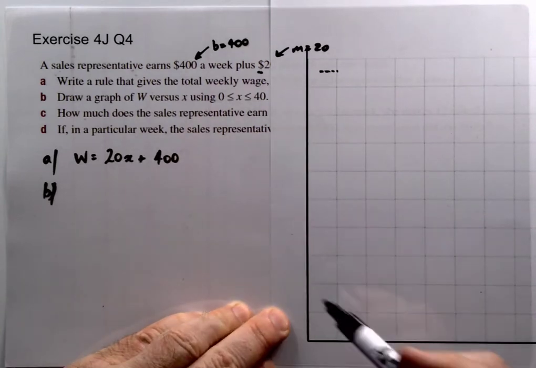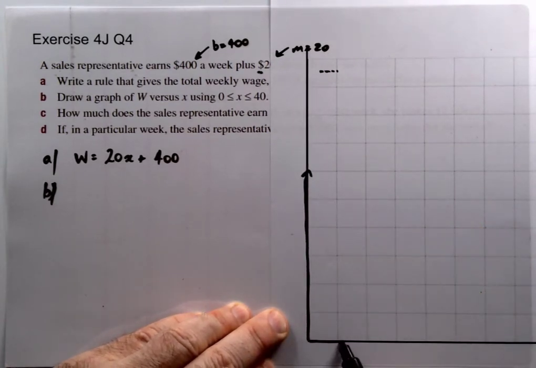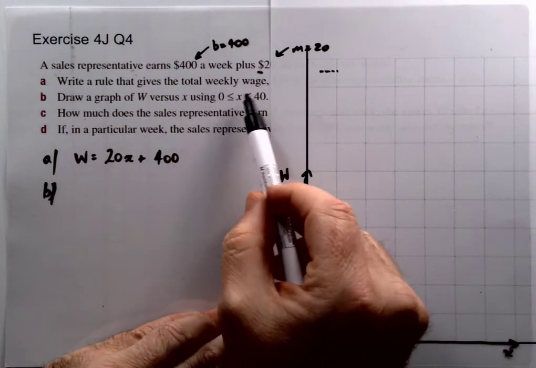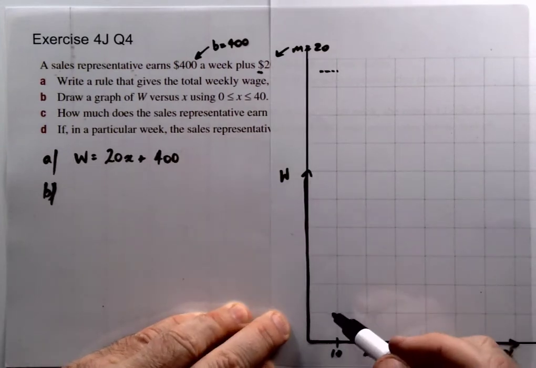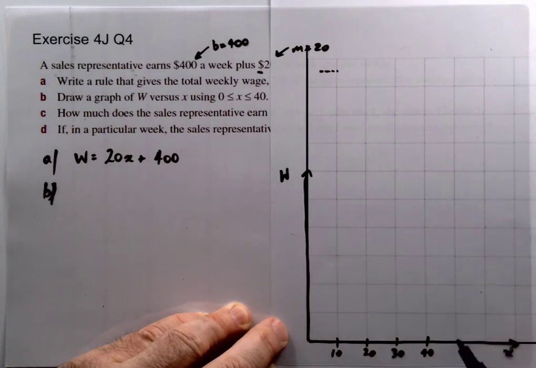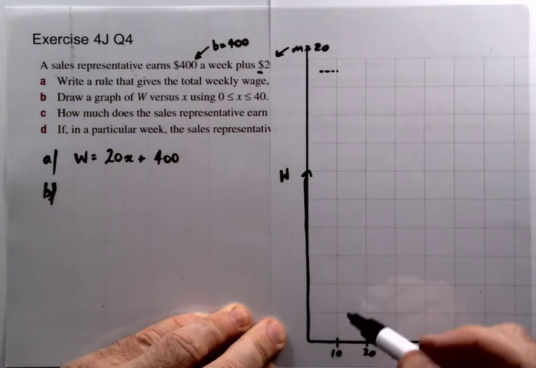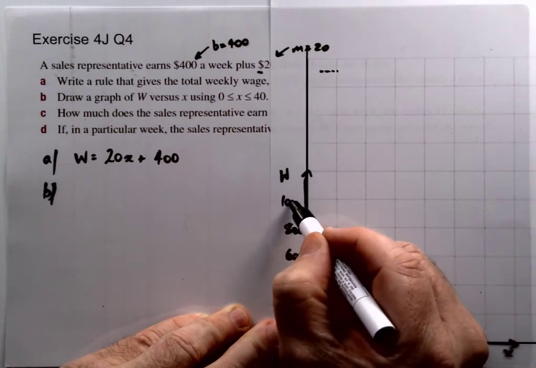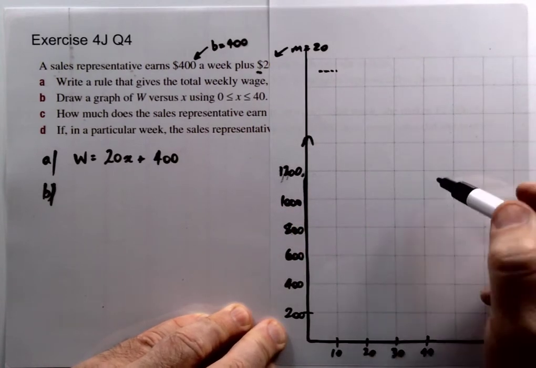Okay, so we want to graph W is equal to 20x plus 400. So that'll be X, the number of sales, and that'll be W, the wage. Now we want to graph from 0 to 40. So let's do 10, 20, 30 and 40. If there are no sales, the graph's going to start at 400. Now before I put a marker there, let's see what happens if x is equal to 40. So 20 times 40 would be 800. 800 plus 400 is 1200. So let's go up by 200s. Okay, so that'll get us up as far as we need to be.